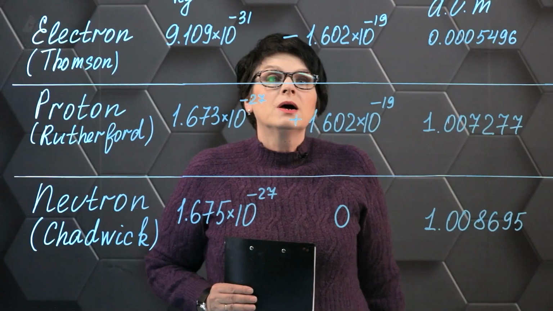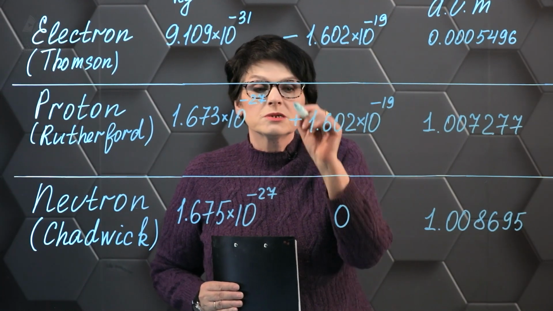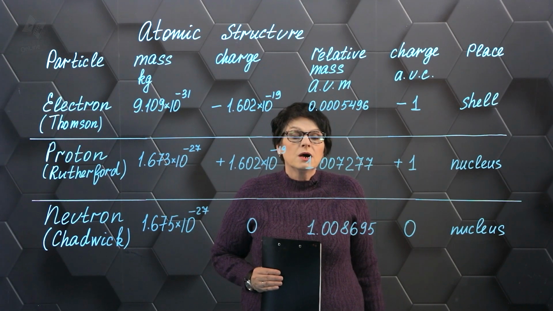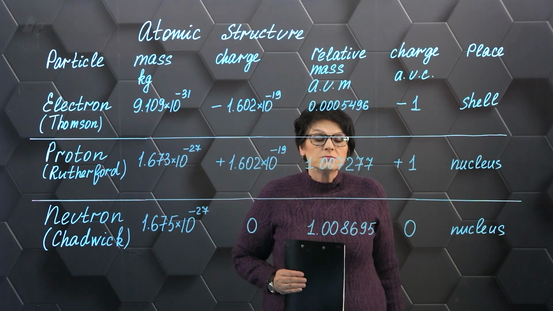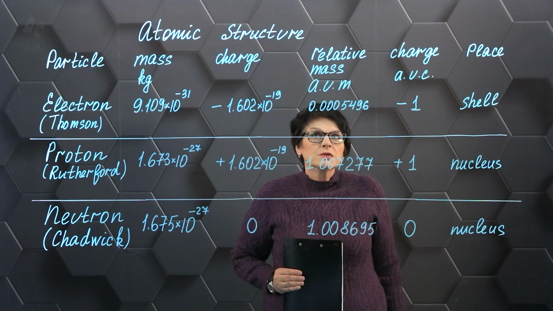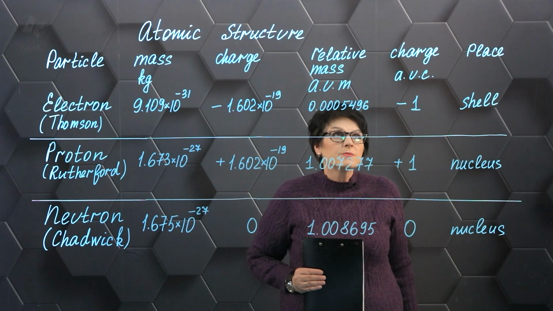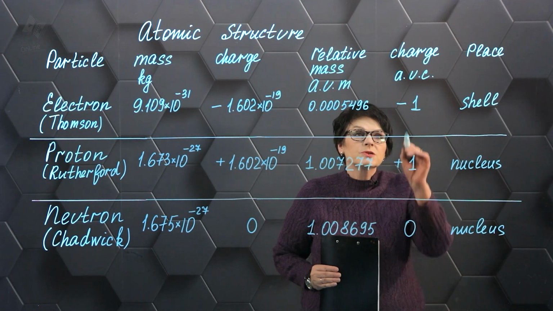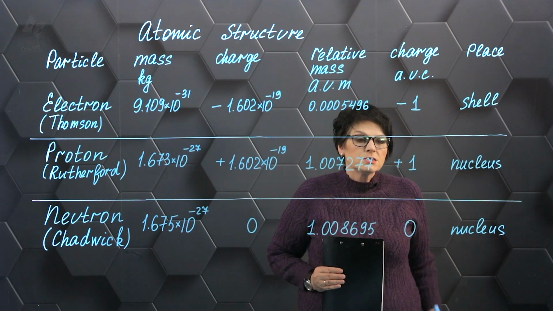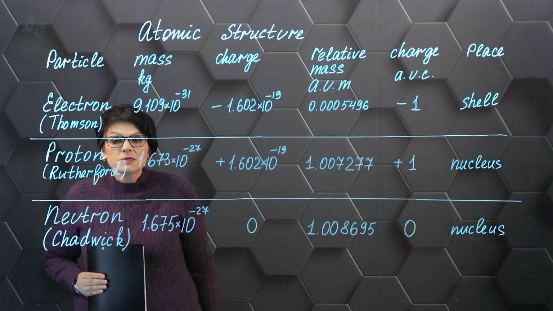If we're talking about mass, then in relative units, that would be 1.00072777. As we can see, the mass of the proton is greater than the mass of the electron. It turns out that the mass of the electron is about 1 to 2,000th of the mass of the proton. The charge of the proton particle will be the opposite of that of the electron, and it is equal to plus 1. The location of this particle occurs in the nucleus. This particle is within the nucleus.